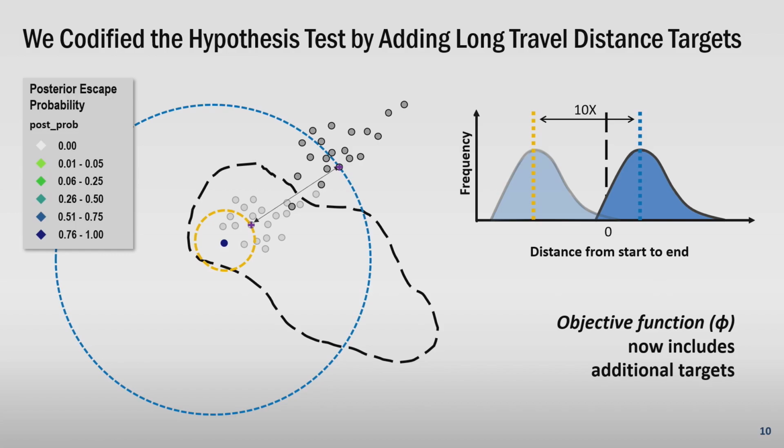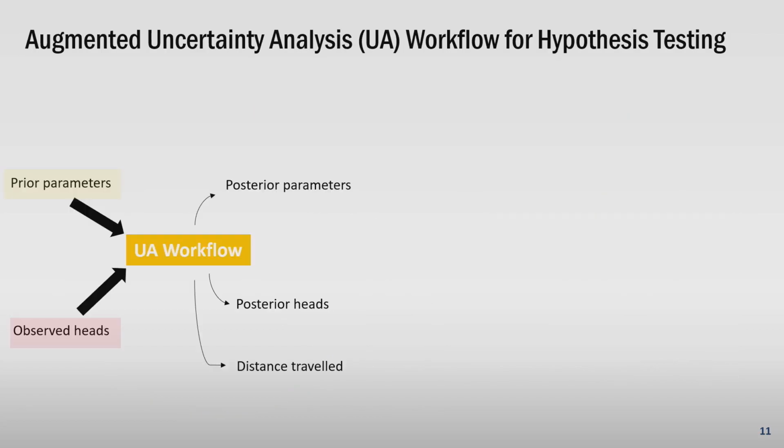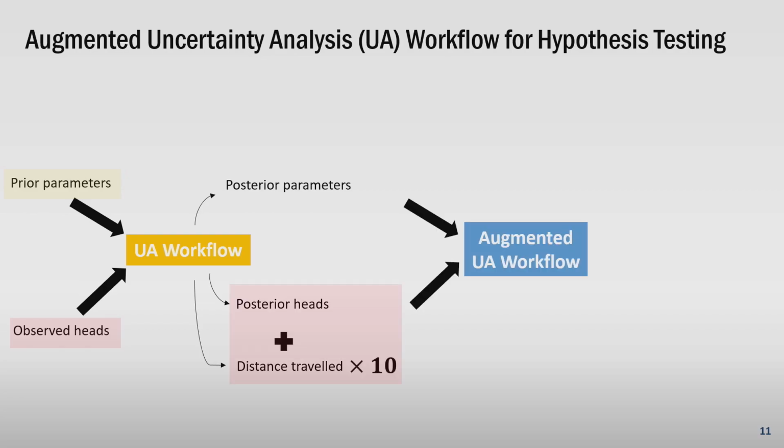It was enough for our analysis to continue. We had to try other ones. And I will now continue explaining these steps in more detail. So we have our workflow. Our original workflow is coded in orange, where we have our prior parameters and our observed heads. We obtain our posterior parameters, our posterior heads, and the distance traveled. And then we augment that objective function by having these distance traveled multiplied by 10. And that's part of our new target.